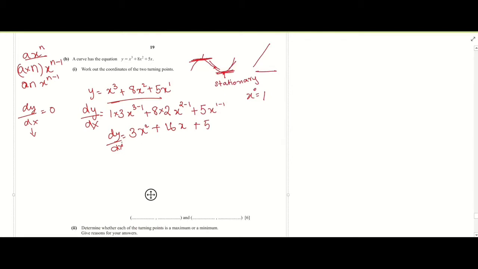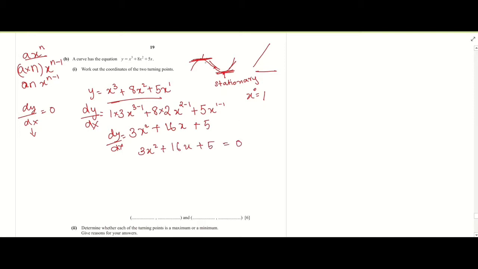3x squared plus this is your dy by dx. So basically, if you enter any value of x, you will find the gradient at that point x. We already know that at turning points, the gradient is equal to 0. So that's why we will equate this gradient, dy by dx, that we found, to 0.